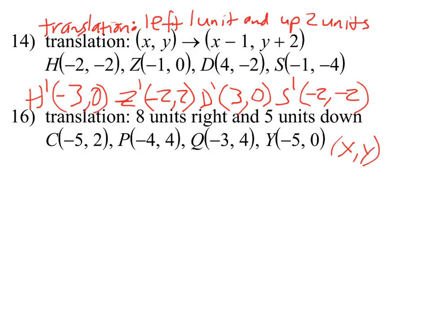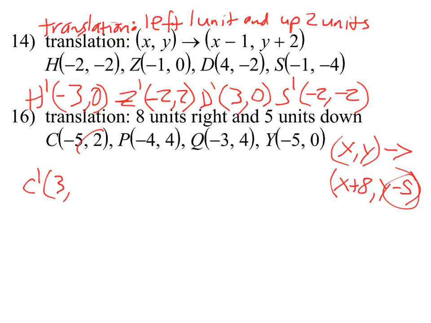You have this translation here of going 8 units to the right and 5 units down. If you're going to go 8 to the right, you're going to add 8 to your x's. And if you're going to go 5 down, you have to subtract 5 from all your y's. And so your C prime, you need to add 8 to all your x's, so it's going to give us 3. And you need to subtract 5 from your y values. It's going to give you -3.